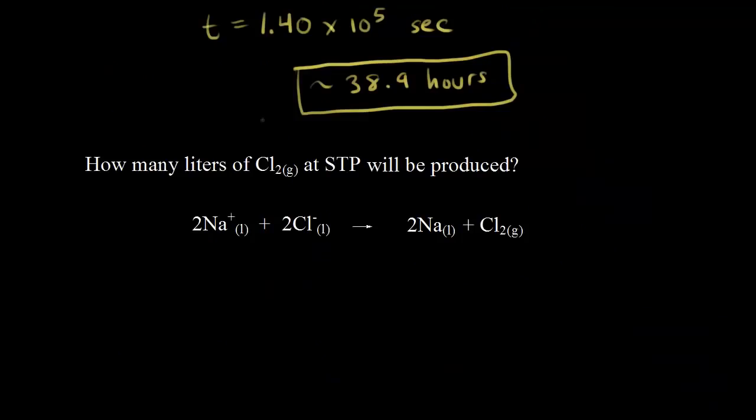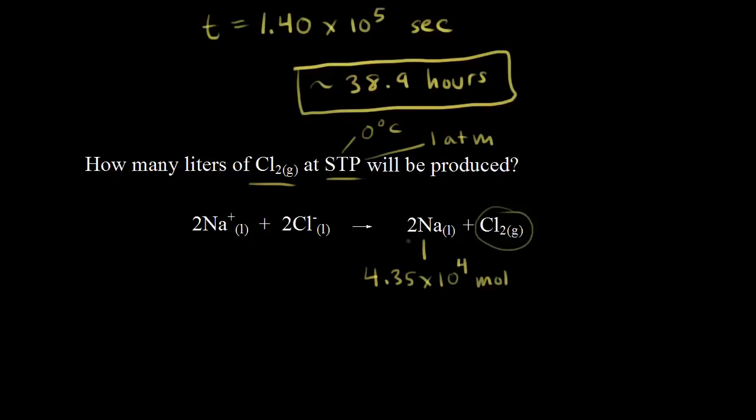We can also figure out how many liters of chlorine gas are produced when we make our sodium. So let's say we're at STP here, standard temperature and pressure. Remember, standard temperature is 0 degrees C, and standard pressure is 1 atmosphere. We've already found that we're trying to make 4.35 times 10 to the 4th moles of sodium. So how many moles of chlorine gas will we make? Well, look at our mole ratios here. This would be a 2 to 1 mole ratio.